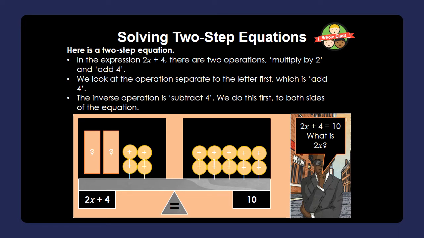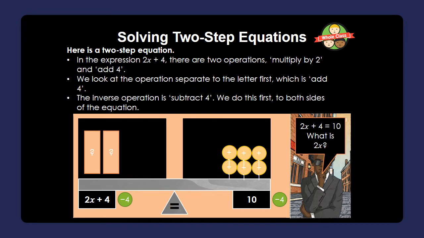We do this first to both sides of our equation when we're using a balancing method. So whatever we do to one side of our balancing scales, we must do to the other. And you'll remember us talking about this yesterday. So if we're going to subtract 4, we do it to both sides.